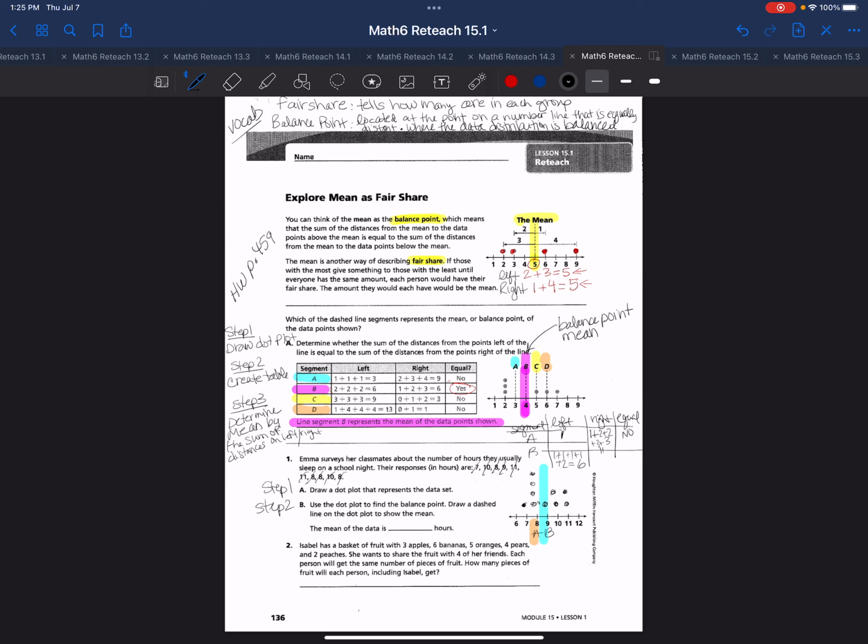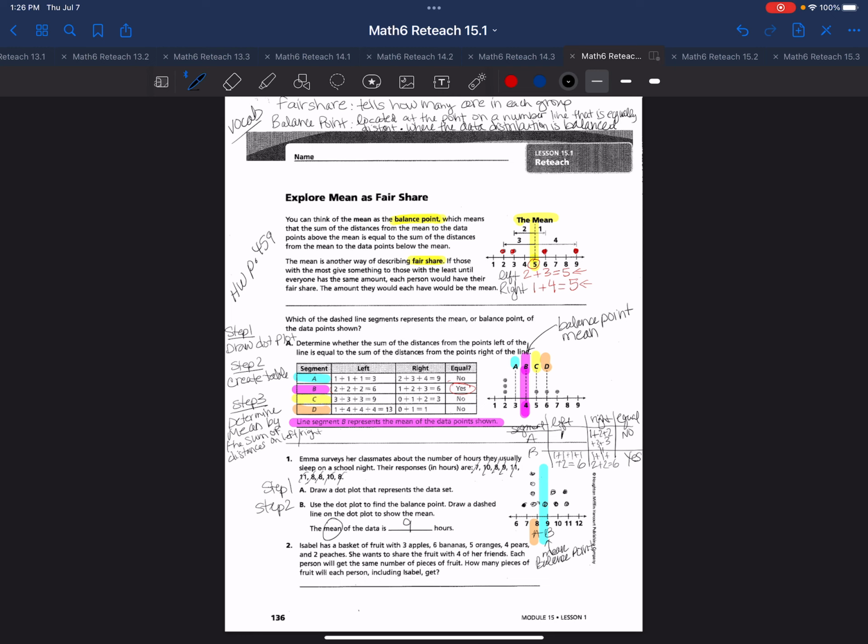Now look at the points that I have to the right of number nine. I have 2 points on the number 10, so that would be 1 plus 1, and then I have 2 points on 11, 2 plus 2, and that would equal 6. So those are equal. So then this part would be my mean or my balance point. So that would be 9 hours because that's the mean.